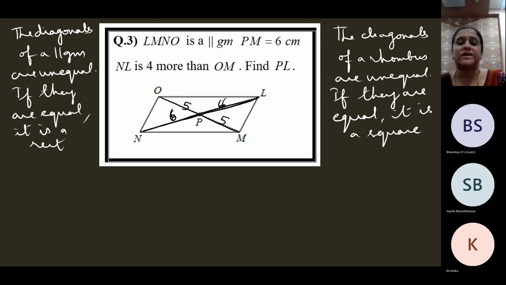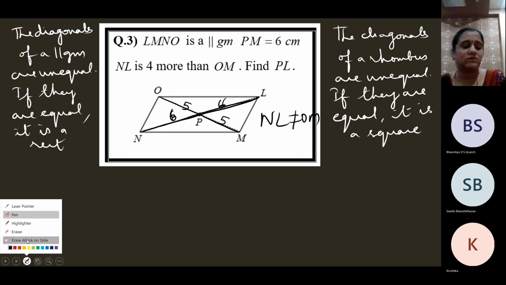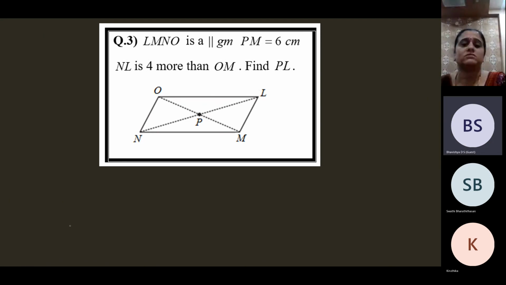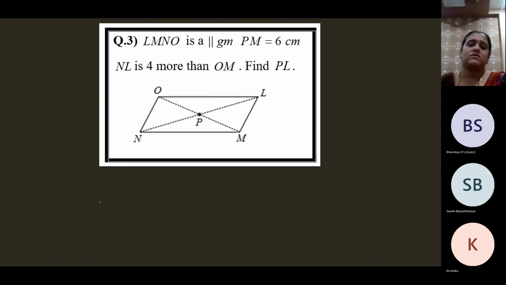But what is 5 plus 5? 10. 6 plus 6, 12. Diagonals are not equal. The lengths of the diagonals NL is not equal to OM, but their halves will be equal. That is, NP will be equal to LP and OP will be equal to MP. Am I clear, children? Yes, ma'am.